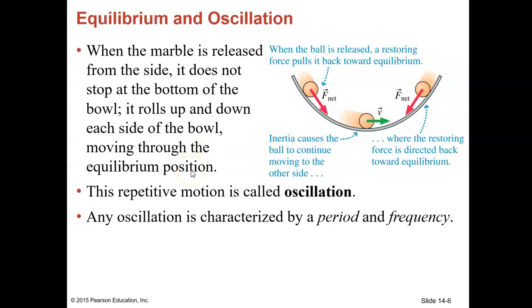So when the marble is released from side to side, it does not stop at the bottom. It rolls up and down. This is called an oscillation. So the ball rolls back and forth and back and forth. It oscillates back and forth. And any oscillation can be characterized by something called the period and the frequency of an object.